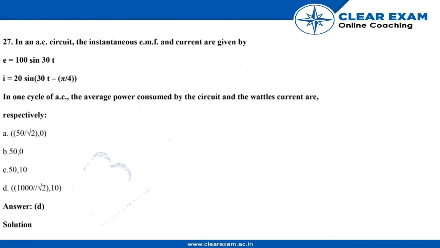Hey guys, now we are going to do question number 27. Let's see what the question says. In an AC circuit, the instantaneous EMF and current are given by E equal to 100 sine 30t and I equal to 20 sine (30t minus pi by 4). In one cycle of AC, the average power consumed by the circuit and the wattless current are respectively.